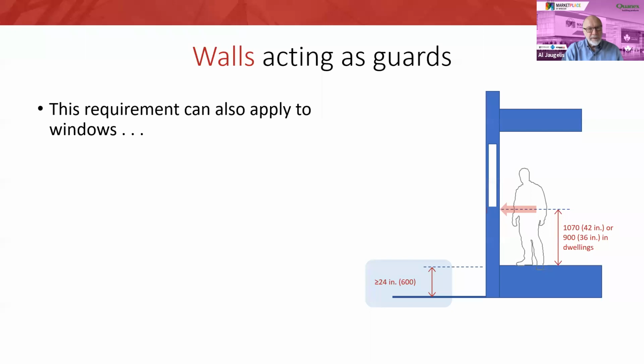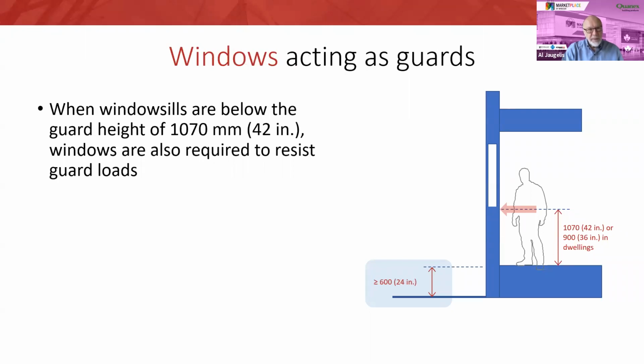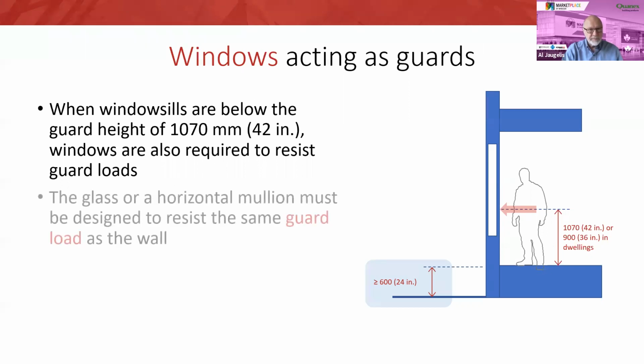Now, this requirement can apply to windows when their windowsills are below the guard height. And again, in a residential dwelling, the guard height is 900. In other locations, it's 1070. What that means is that the glass in the window or a horizontal mullion has to be designed to resist the same guard load as the wall.